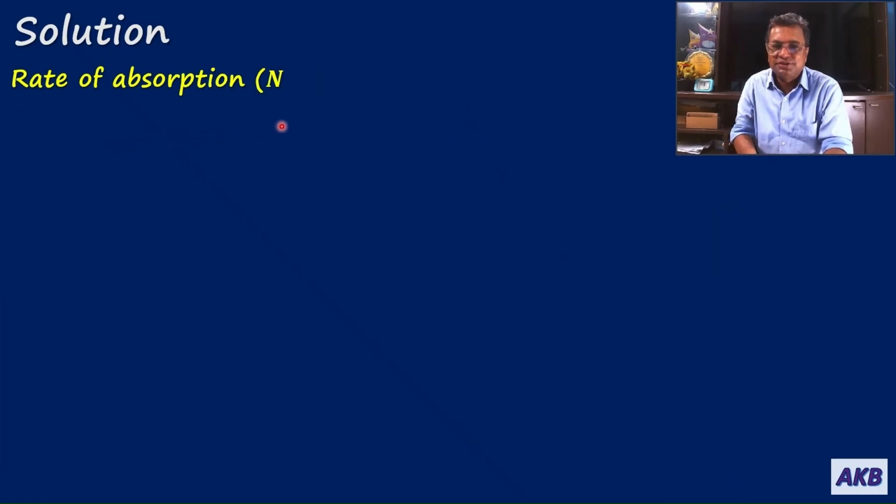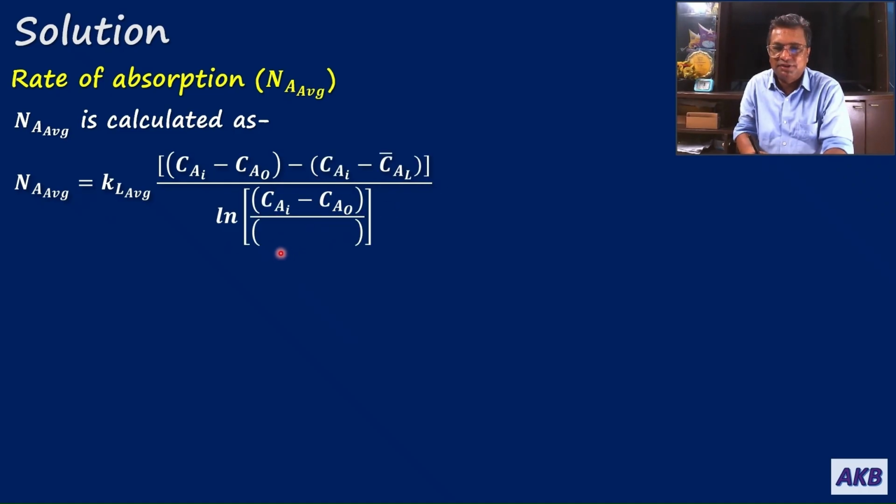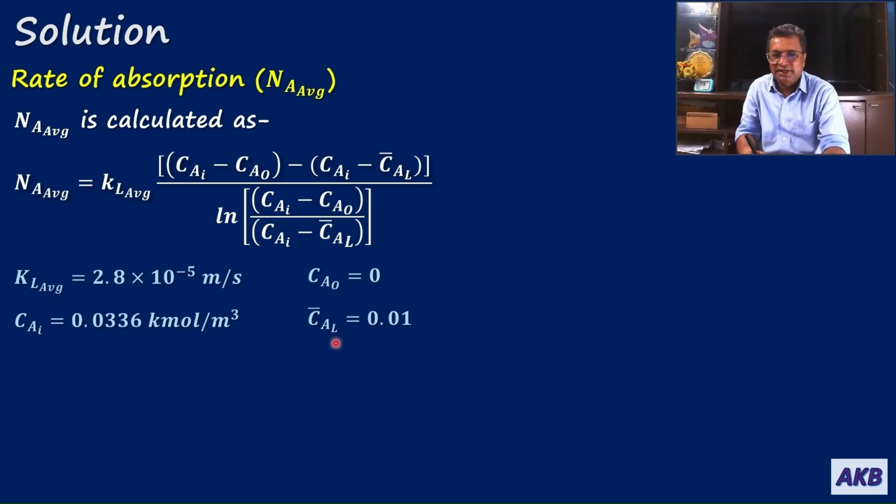So rate of absorption, NA average. NA average is equal to KL average into CAI minus CA naught minus CAI minus CAL bar divided by ln of CAI minus CA naught divided by CAI minus CAL bar. So KL average, we calculated it earlier, it is 2.8 into 10 to the power minus 5 meter per second. CAI is 0.0336 kilomole per meter cube. CA naught is 0. CAL bar, we calculated it just now. So CAL bar is 0.0144 kilomole per meter cube.